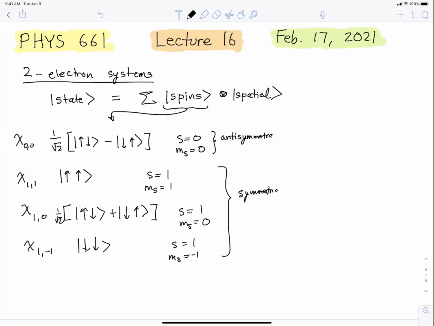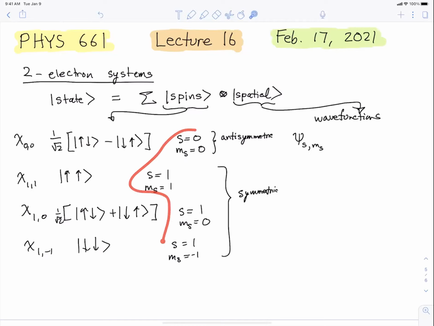So according to our postulate or theorem that tells us that two identical fermions, in this case electrons, have to be totally anti-symmetric, then if we look at the spatial part, one way to specify what the spatial part is in terms of wave functions. Okay, and there will be 4 of them, because we can label them by the total spin and the m sub s. And we see from over here that there's 4 different combinations that we can have.